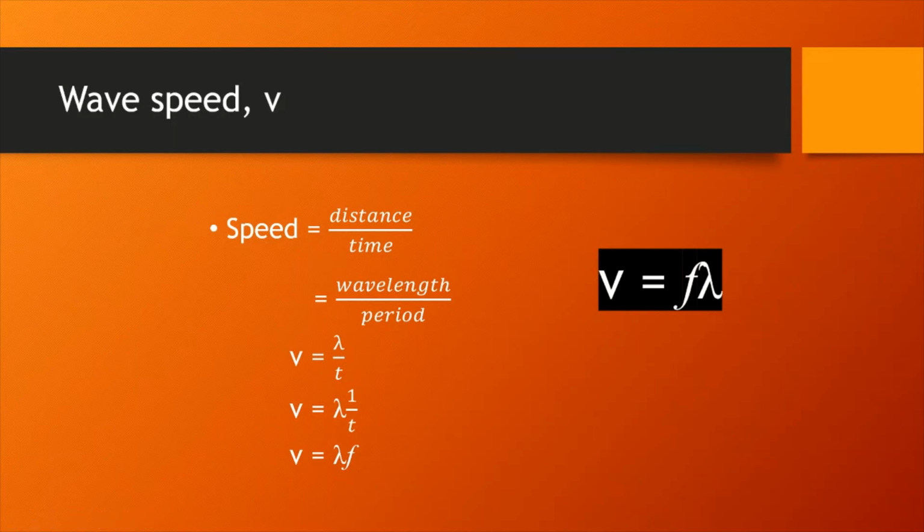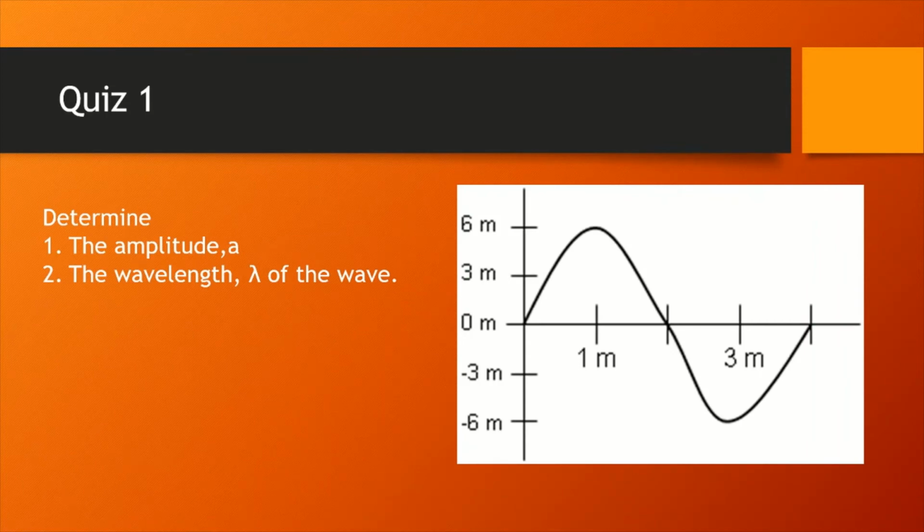So we have derived a formula that tells us the relationship between the speed of wave, frequency, and wavelength. That is, v equals f lambda. The popular formula, v equals f lambda. Please remember this formula. Now let's look at some quizzes to make sure that we have understood today's lesson.